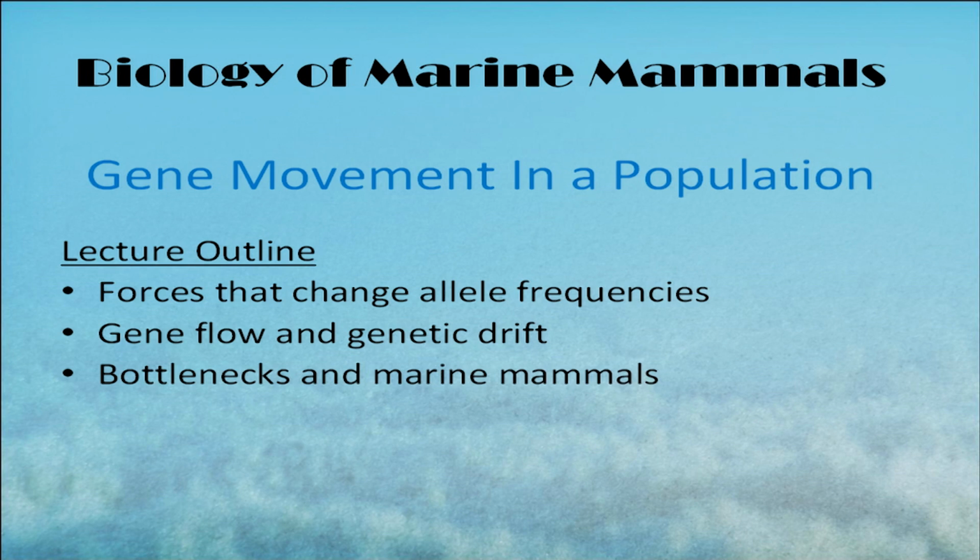We'll first start by reviewing what causes genetic diversity through the formation of new alleles. From there, we'll take a look at some of the forces that actually affect the allele frequency within a population. From there, we'll move and take a look at two that we have not yet covered, those of gene flow and genetic drift. And finally, we'll spend a little time talking about how marine mammals have been influenced by the concept of genetic drift with respect to a genetic bottleneck.